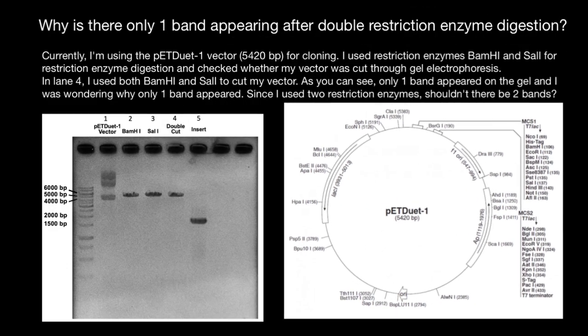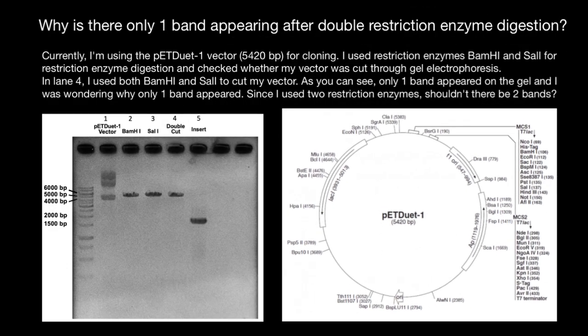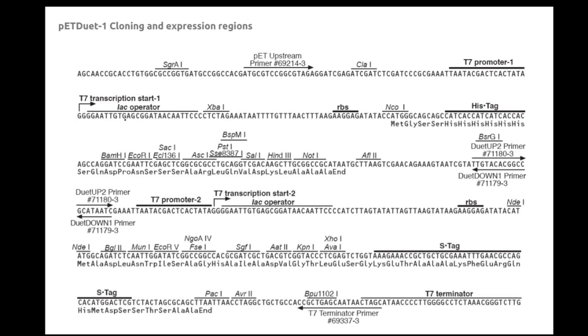Now let me show you the sequence of this vector. Take a look. Here is the sequence of these two domains. What do we see here? Here is T7 promoter 1 of domain 1, and here is T7 promoter 2 of the second domain. We also see here ribosomal binding sites 1 and 2. Here we also see the nucleotide sequence of these domains.